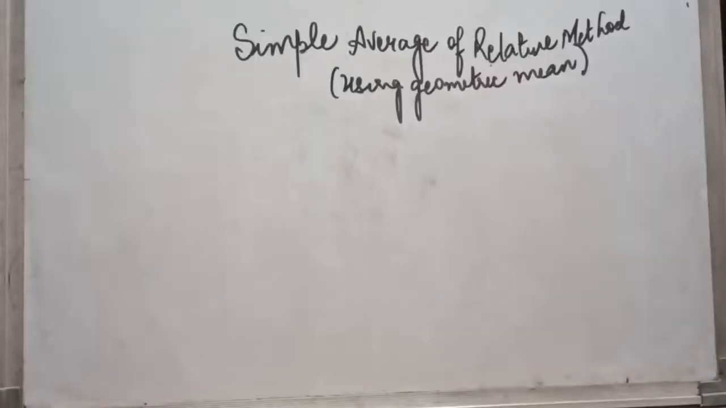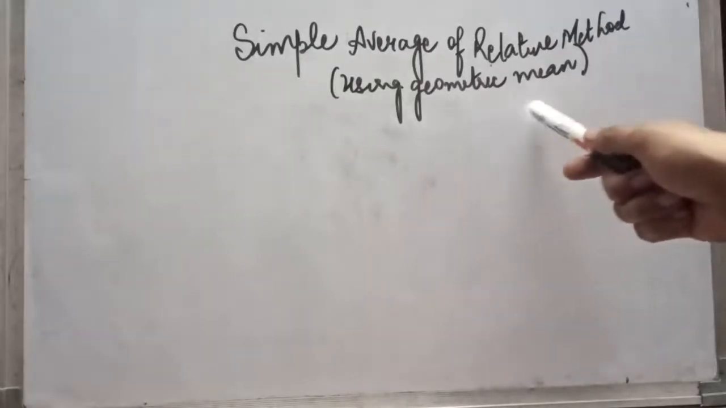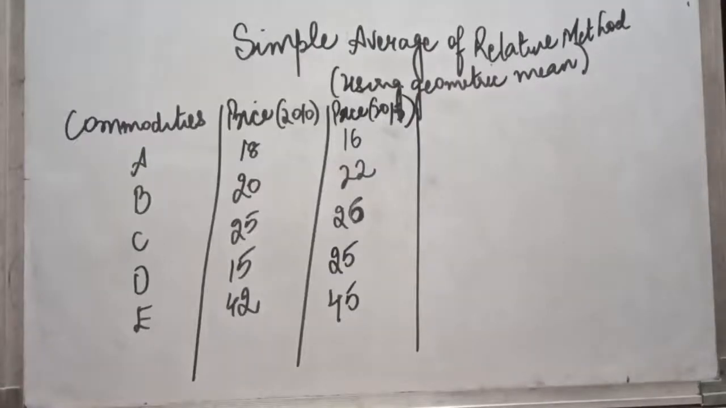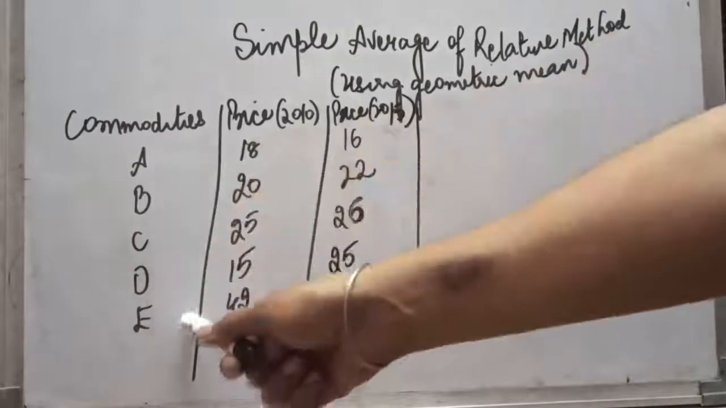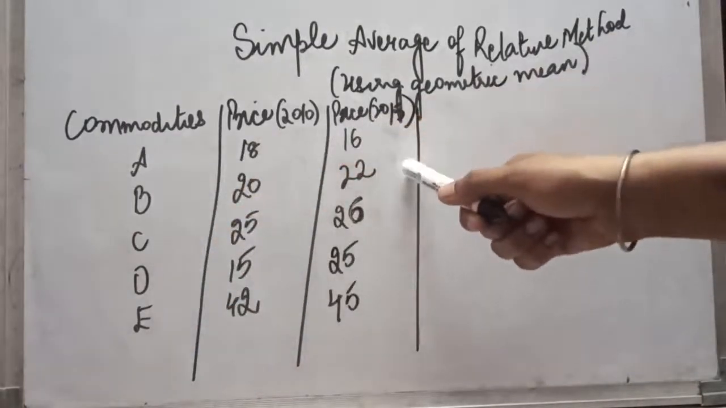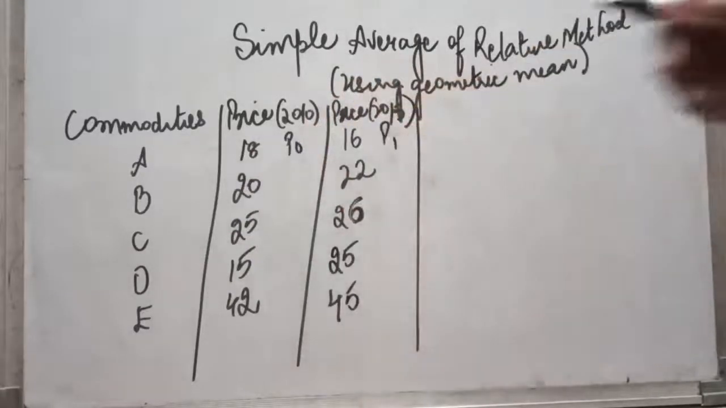Under the simple average relative method, the second type of questions will be using the geometric mean. Here we will be calculating the geometric mean from the series and then we will be finding the index number. Let us see one example of geometric mean. This is the information given. We have 5 commodities and 2 prices are given, 2010 and 2015. So this will become our P0 and this will become our P1.